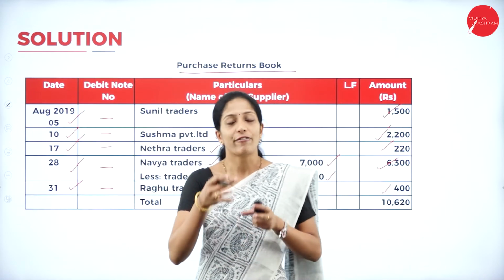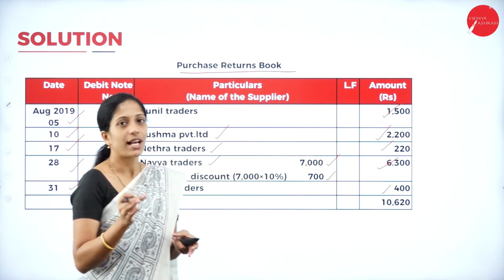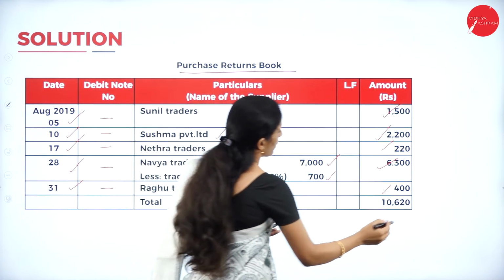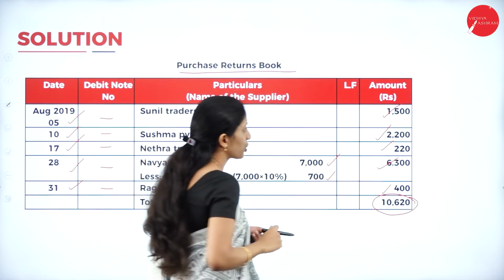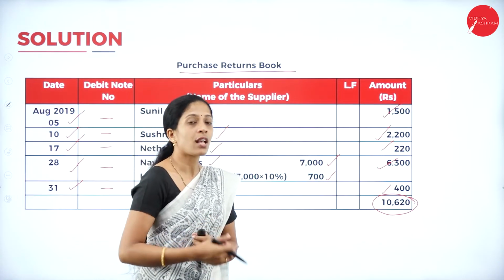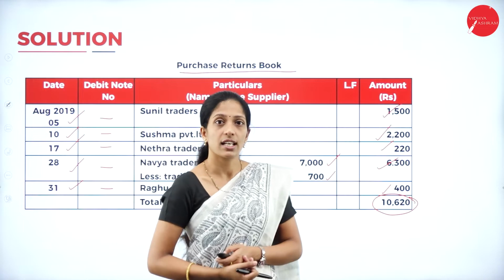Now as usual, you have to total all the amount so that you will get the balance of purchase returns book. So what is the balance? That is 10,620. If you add all these, you will get 10,620. So this is how you are going to prepare purchase returns book.